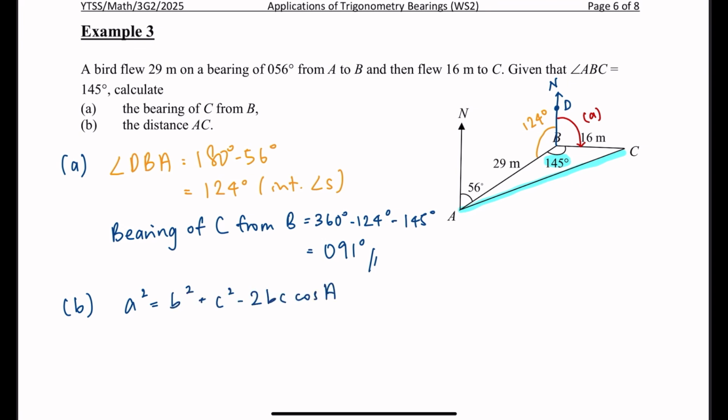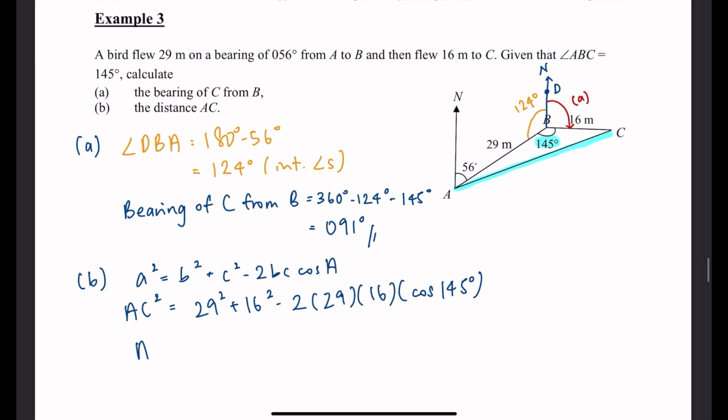So let me just write the equation of cosine rule first. Okay, so I want to find AC. So AC will be my small letter a on the left. B, I'm just going to put 29. C, I'm going to put 16. So just substitute as such. So cosine, angle opposite the length AC will be 145 degrees. You can pause here to square root and then play to get the answer that I will write. The answer for AC will be 43.9 meters to 3SF.